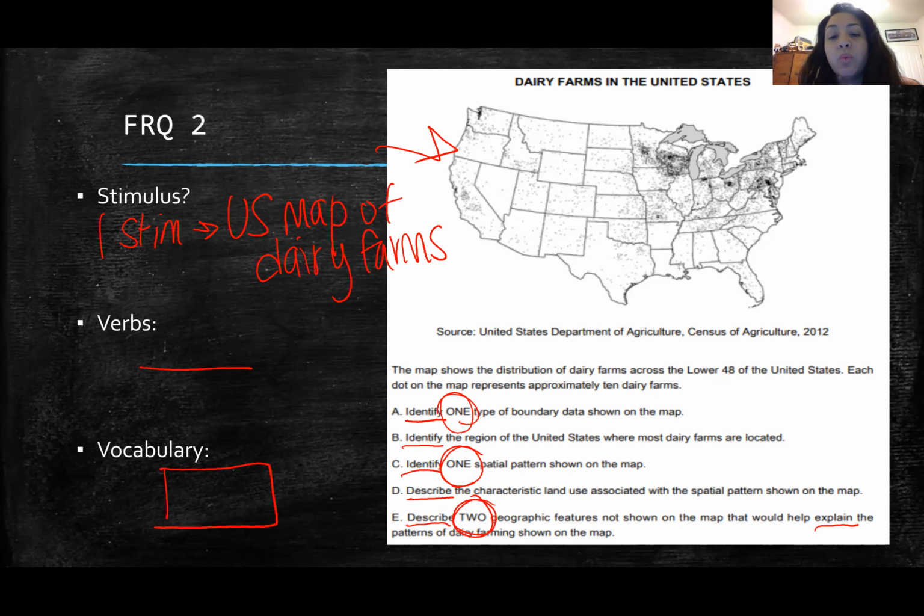All right, so our vocabulary, remember, those are going to be rectangles. So identify one type of boundary data. All right, so boundary data shown on the map. What the heck does this mean? Literally, it just means the type of boundaries that you see on the map. That's all that it is. All right, identify the region of the US where most dairy farms are located.